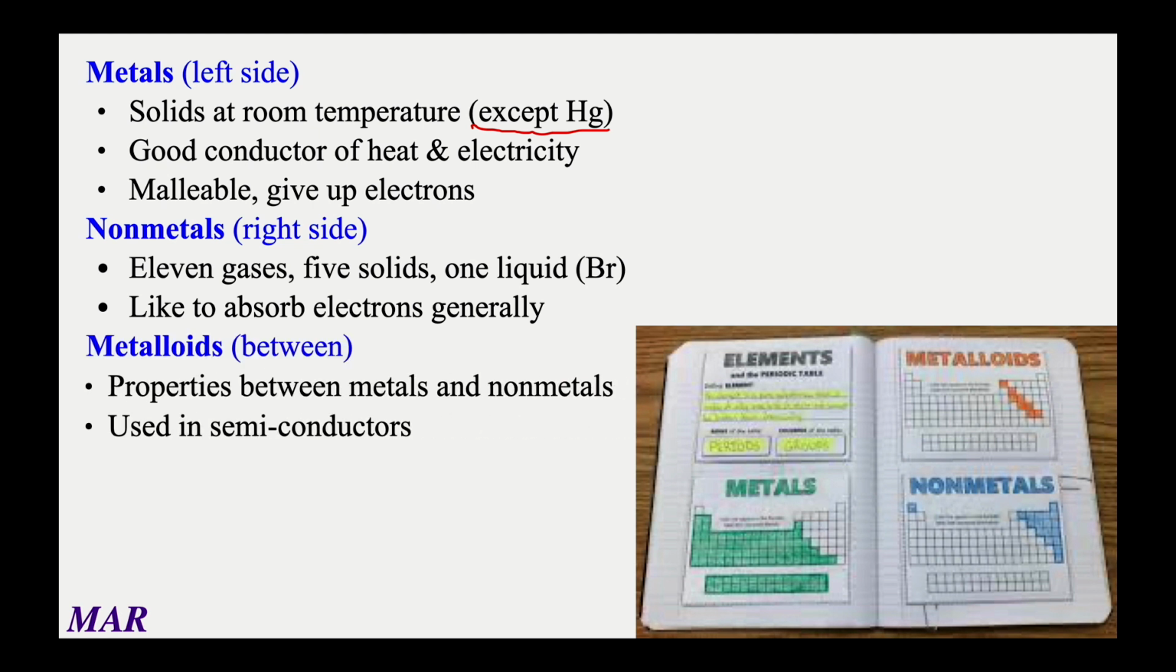Metalloids are that thin strip down the middle, which just means sometimes they act like metals and sometimes they act like non-metals. A lot of times they're used in semiconductors, which are what computers and stuff use, because they're pretty good about transferring electrons from one to the other, which is kind of cool.